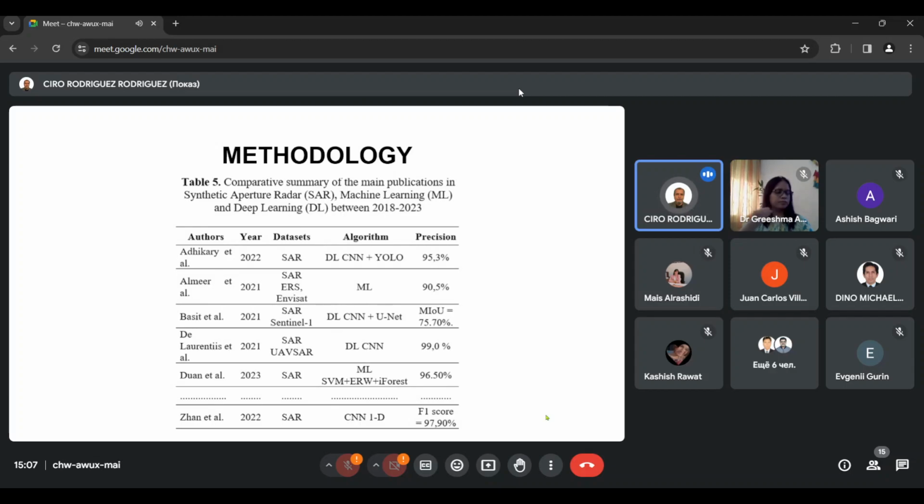And just with machine learning and SAR, ERS, and ENVISAT, this was a precision of 90%. And using other algorithms, deep learning and UNet, also deep learning with convolutional neural networks, just using the data sets of SAR and UAVSAR, we got the most precision, the 99%. Okay, so we can see that combining many technologies, we can get good results.